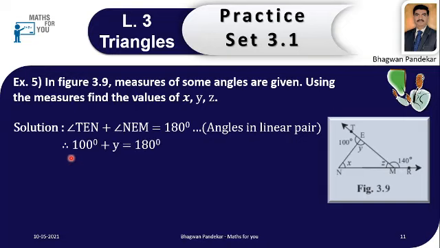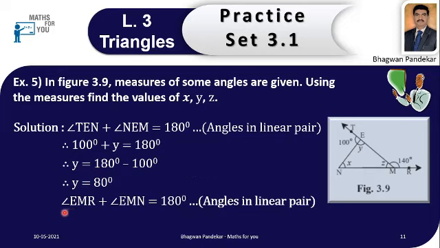Therefore putting the values of these angles, we can write 100 degrees plus y is equal to 180 degrees. So y is equal to 180 degrees minus 100. So y is equal to 80 degrees. Therefore angle EMR plus angle EMN is equal to 180 degrees. Reason is angles in linear pair. Therefore putting the values of these angles, we get 140 degrees plus z is equal to 180 degrees.